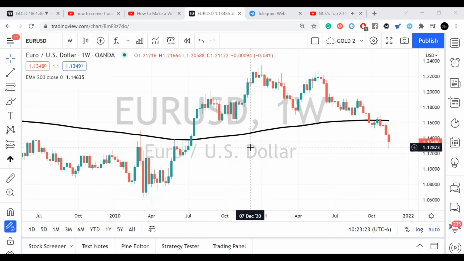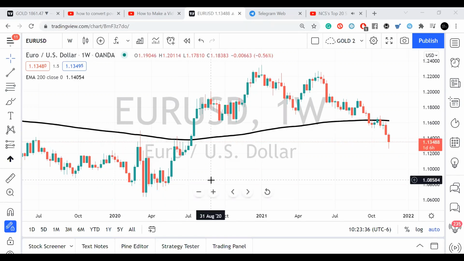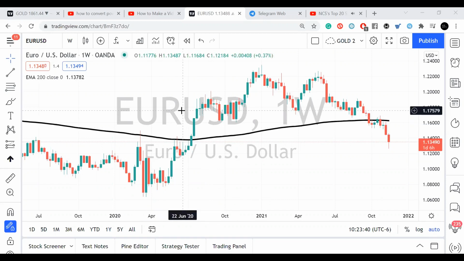I wanted us to do this pair. Or do you guys have any pair in mind? I don't want it to look like I only mark GBP USD, GBP JPY or gold. So I was like, okay, maybe you guys have any pair you want us to mark. We can do this Euro USD. Should we do this Euro USD?